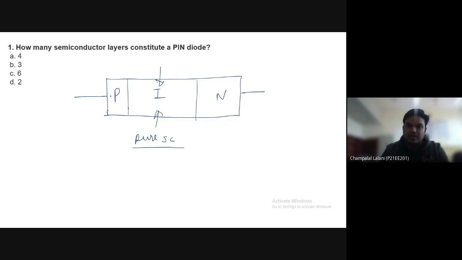Although we can have working with simple P and N also, why is this intrinsic layer introduced in between, and what is the working of this intrinsic layer in a pin photodiode, or sorry, pin diode? Can anyone answer?